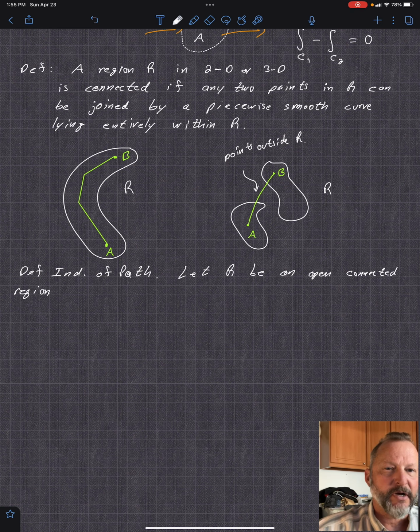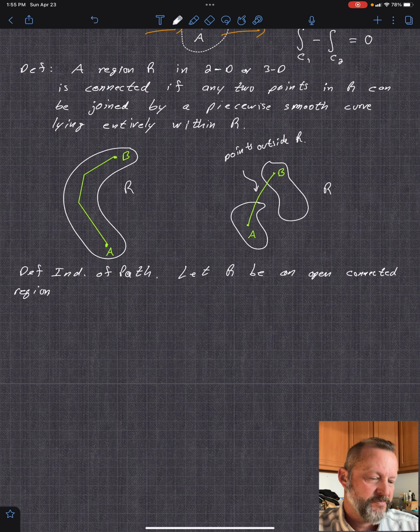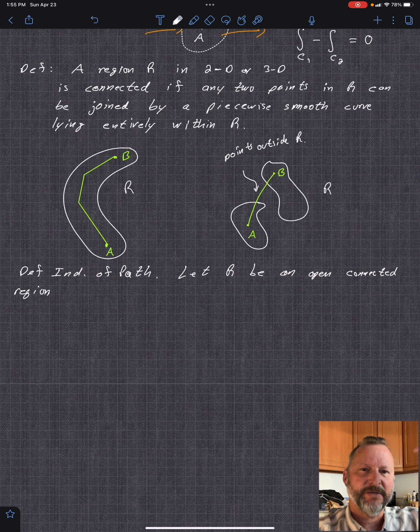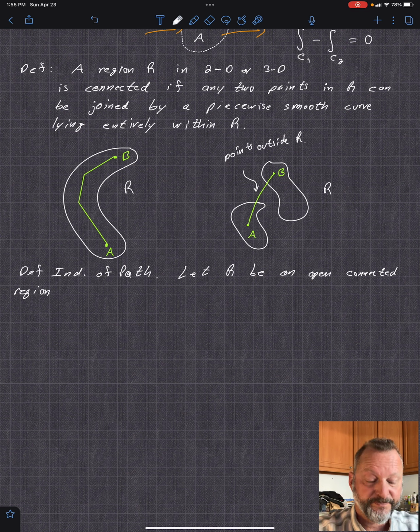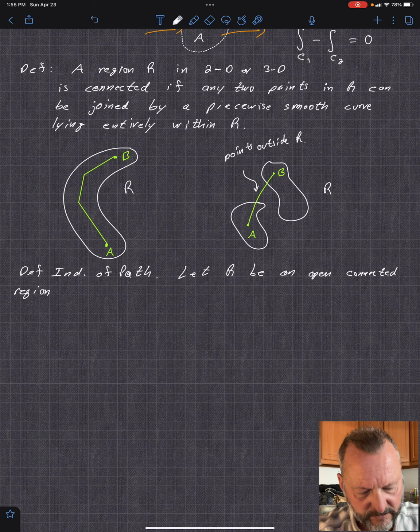And it could be a solid. I'm doing this really in terms of the region because we're going to be integrating over regions and then up to a surface kind of thing. But it could actually be a solid. Okay, open connected region. We'll just call it R.